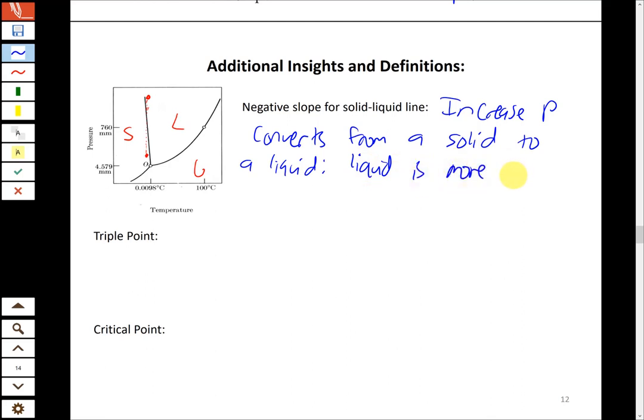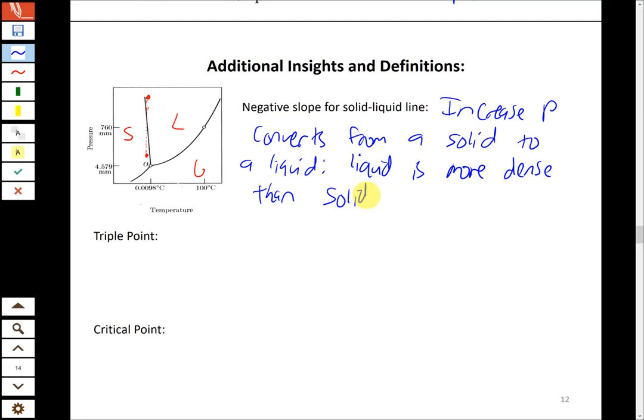This is actually somewhat abnormal. It's more common for the solid to be more dense than the liquid, but in water it's the opposite. The liquid is more dense than the solid for water. And you guys know that because you know that ice cubes float on water. That's because the solid phase of water is a little bit less dense than the liquid phase.